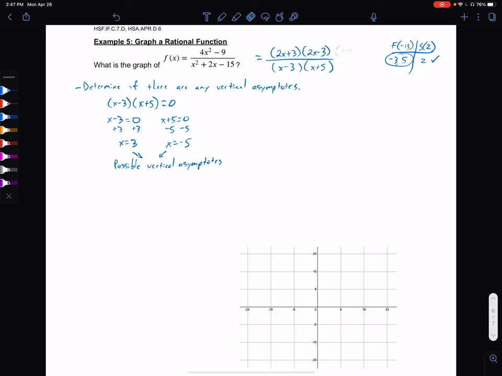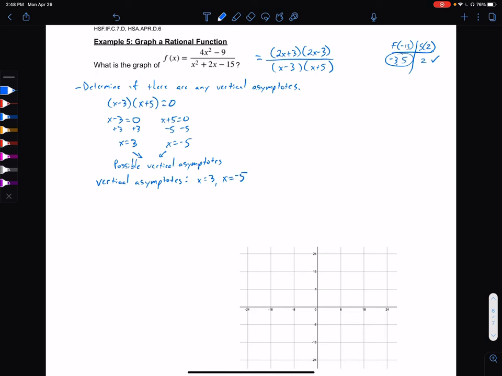And that's why I suggest you factor both the numerator and the denominator. Because if one of those expressions was able to be canceled out, then it's no longer an asymptote, it's just a hole in the graph. Neither one of these can be canceled, so they are vertical asymptotes. So let's label that. After we've checked to confirm, our vertical asymptotes are x equals 3 and x equals negative 5.